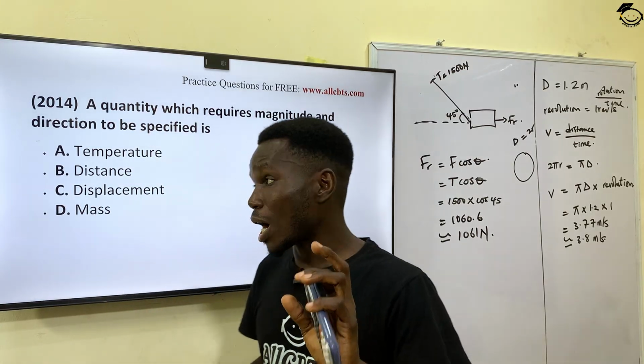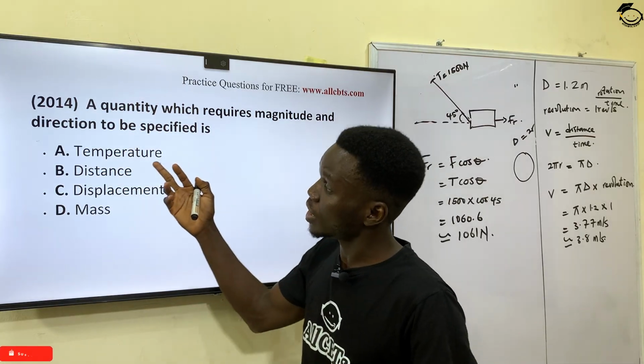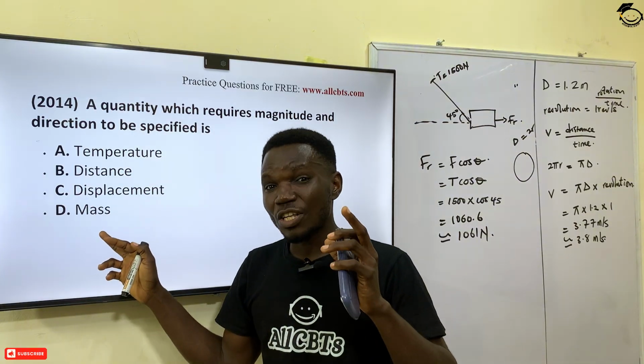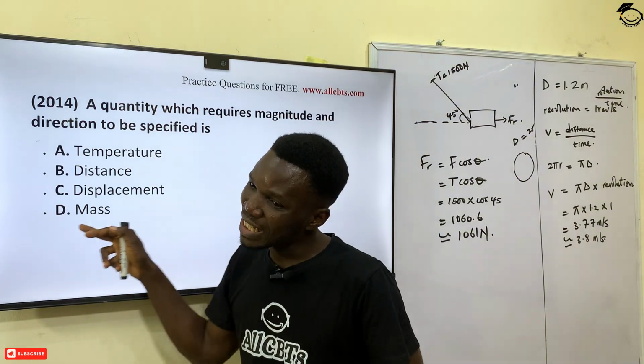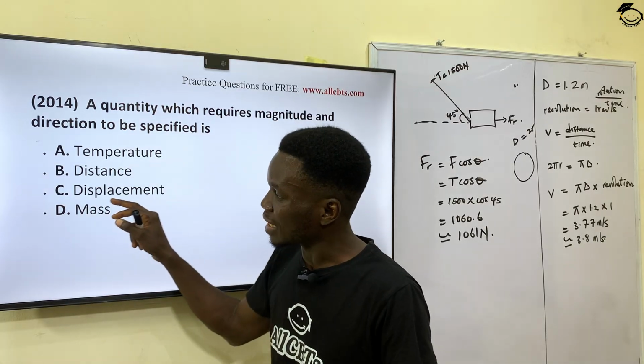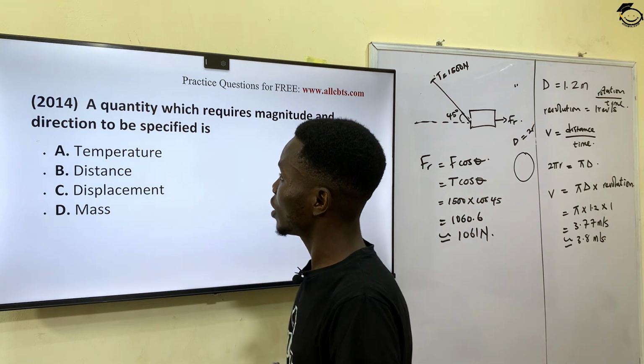And if you look at all our quantities here, which one of them is a vector? Temperature is a scalar quantity, distance is a scalar quantity, mass, because it is a fundamental quantity, is also a scalar quantity. So the correct answer to this question is displacement, which is a vector quantity, option C. Moving on to the next question.